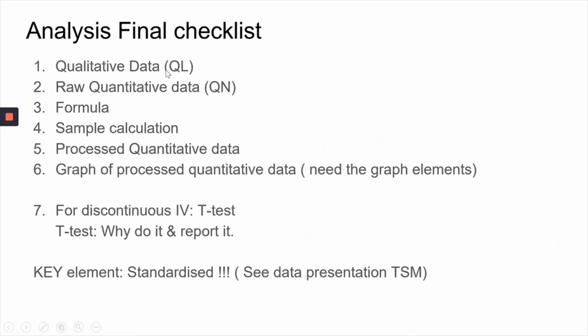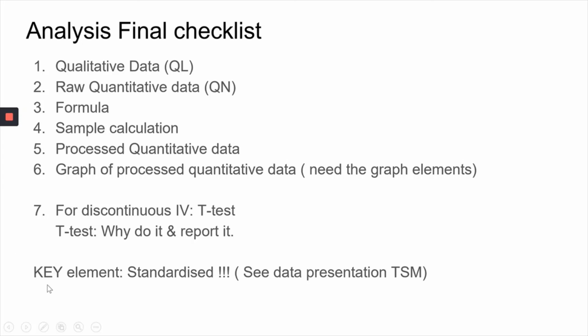And then final checklist. Okay, so in this video and from the previous part 1 videos, so in analysis, you should have the following. Qualitative data, raw quantitative data, formula, sample calculation, process quantitative data. It depends on your experiment. Some experiment may not have process quantitative data. Okay, so watch out for that one. Graph. Okay, one graph is enough. Okay, but you need to watch out for the graph elements that we've mentioned in this video. And then if your IV is discontinuous, then you need to conduct t-test.